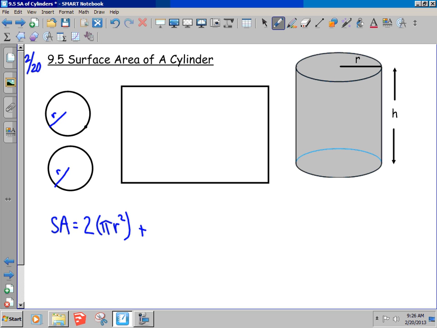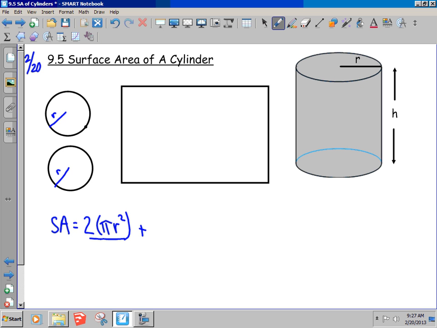Then we have to get the area of our rectangle. Does the height of the cylinder have anything to do with these 2 circles' area? No. We're doing surface area. Okay, so we got to find the area of these 3 objects. This circle and this circle is represented by 2 times pi r squared. Now we're moving on to the body, which is the rectangle.